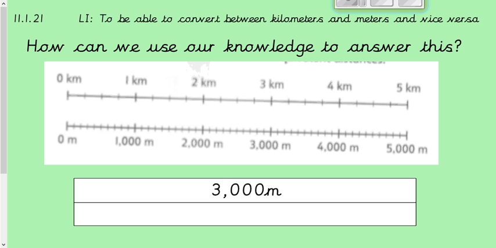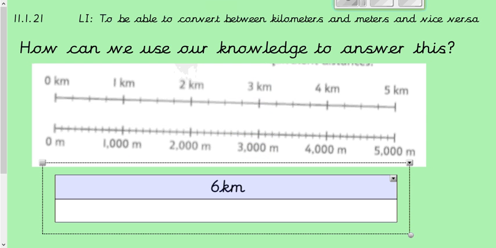So hopefully you've had a think about it, and it would be 3 kilometers, okay? Because if you go along the meters number line, we have 0, 1,000, 2,000, 3,000. That's what we're looking at, and that is the equivalent to the one up here, 3 kilometers. Okay, so 3,000 meters is the equivalent to 3 kilometers.